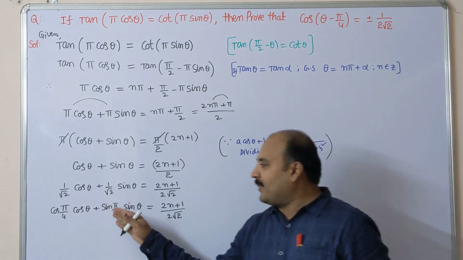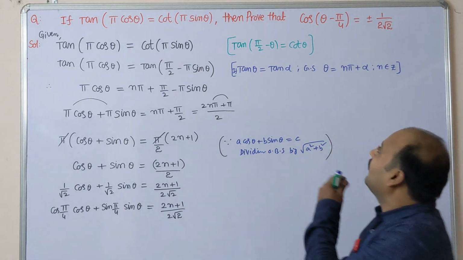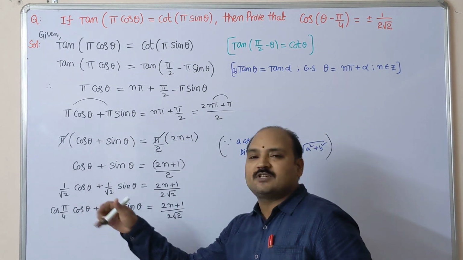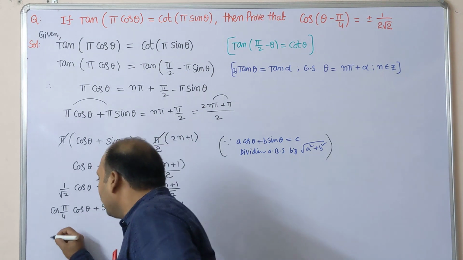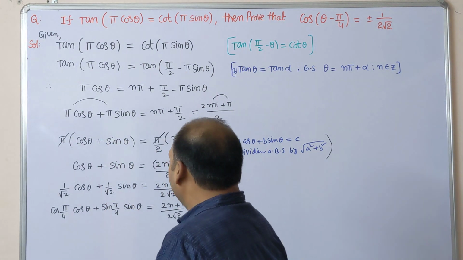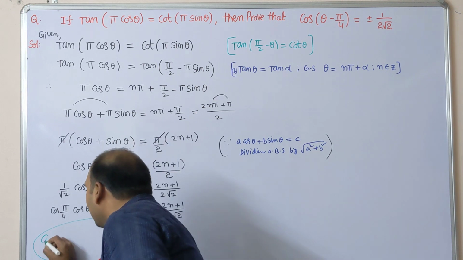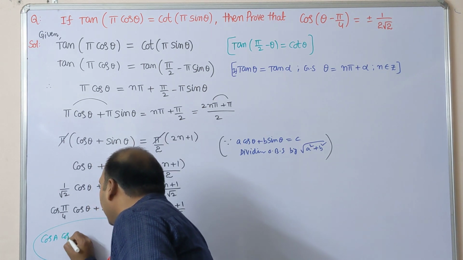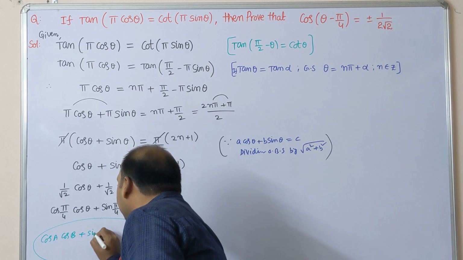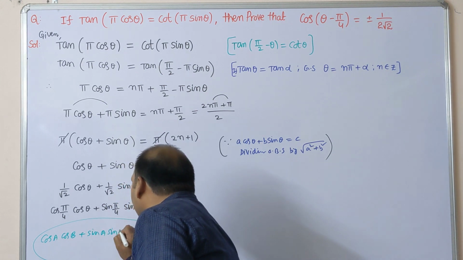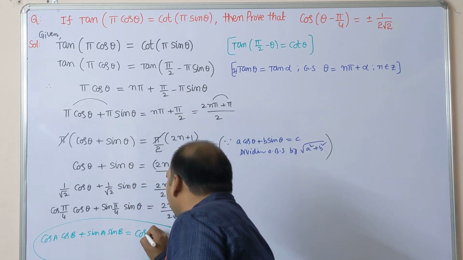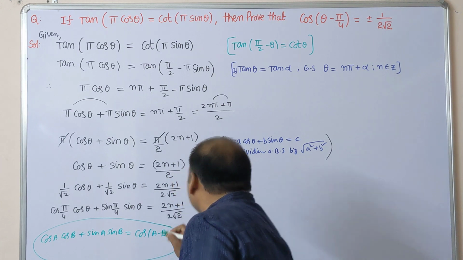Cos A cos B plus sin A sin B is equal to cos of A minus B. So take the first theta. Here we are going to apply this side formula: cos A cos B plus sin A sin B, this side, is equal to cos of A minus B.